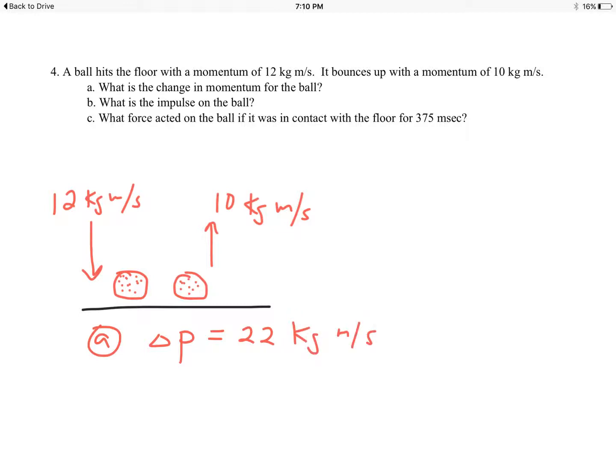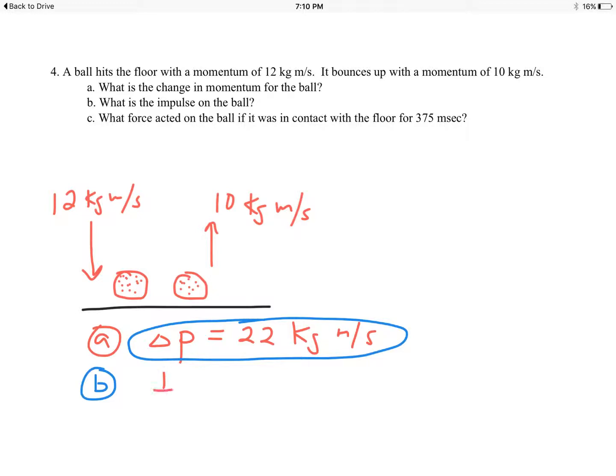Because 12 down and then 10 up is kind of like a negative and a positive. The 12, you could call it negative. It's like negative 12 on the number line and then positive 10 on the number line. The difference, the spacing between them, would be 22 units of change, or distance, or change is what we really want to say here. Part B, what's the impulse on the ball? Well, the impulse on the ball is the same as the change in momentum. So the impulse is 22 kilograms meters per second. That's the impulse.